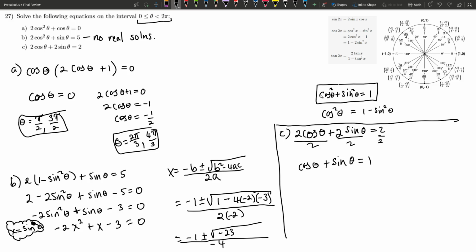Now it's really close to this, but it's not that. So you know what? Let's separate them. Let's do cosine theta is equal to negative sine theta plus 1. All I did was subtract sine on both sides. Why did I do that? So that I could square it.